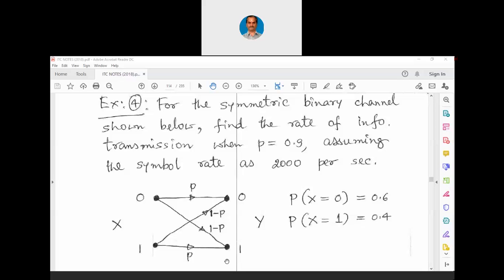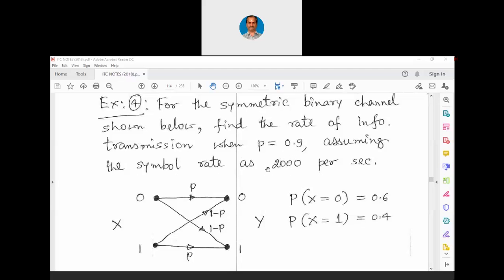So that is the definition of symmetric binary channel, where we have this small p given as 0.9, and he asks to find the rate of information transmission, that is dt. Earlier we had this capital R. Capital R was defined as h of S into Rs. Now this dt is nothing but I of A semicolon B into Rs. So find the rate of information transmission with p equals 0.9, assuming the symbol rate as 2000 per second.